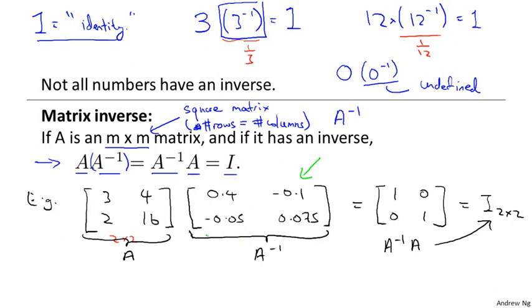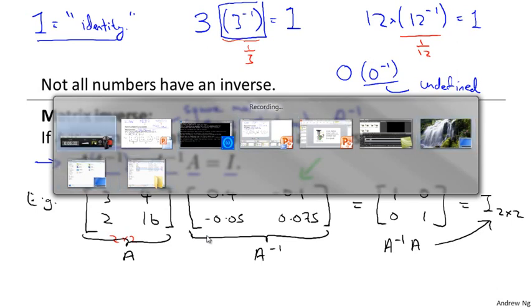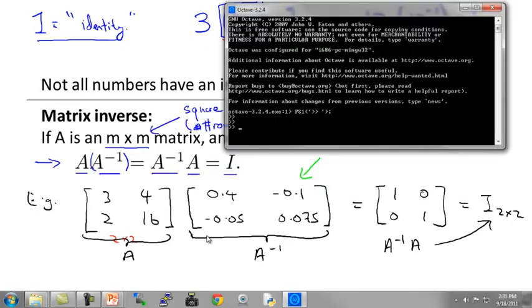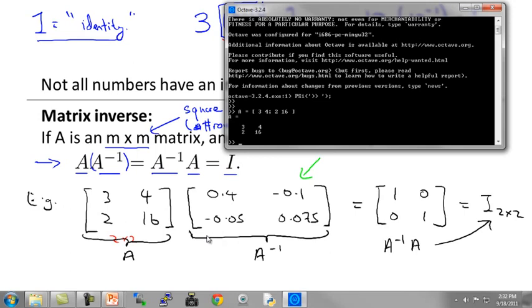What I did was I used software called Octave. Let me bring that up. We'll see a lot more about Octave later, but let me just quickly show you an example. I'm going to set my matrix A to be equal to that matrix on the left. So I'm going to type 3, 4, 2, 16. That's my matrix A, this matrix 3, 4, 2, 16 that I have down here on the left.